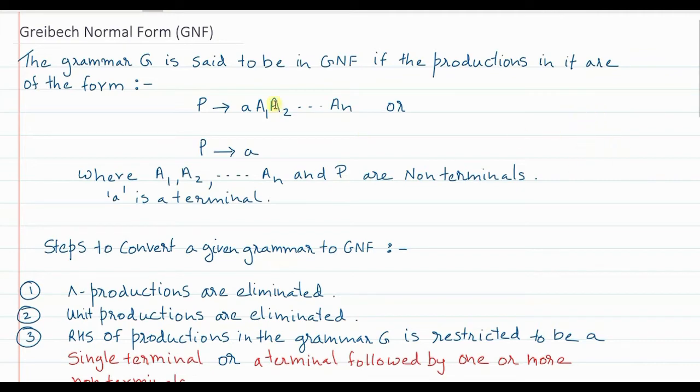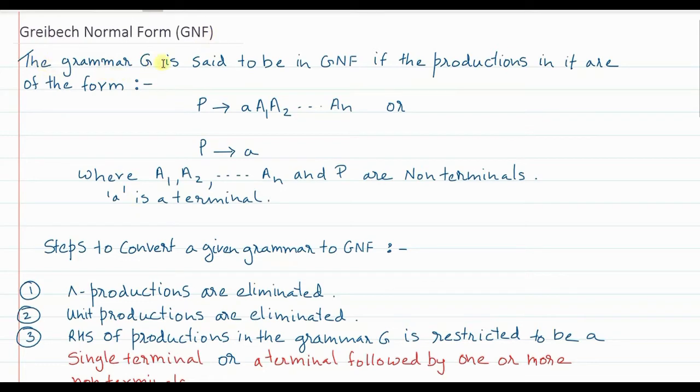In the last lecture, we have seen Chomsky normal form. In this lecture, we are going to see the next kind of normal form, that's called Greibach normal form. Let us now understand what is Greibach normal form.